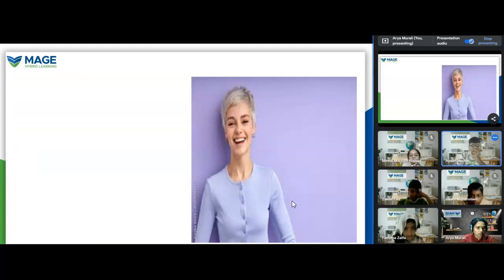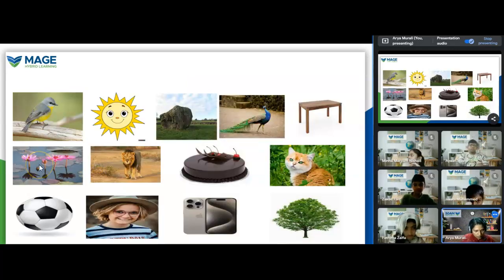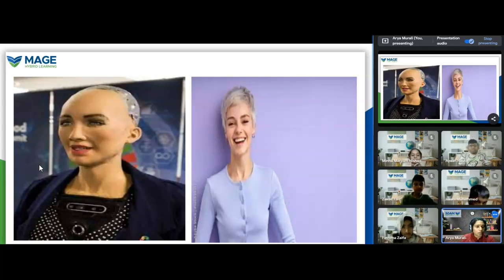So next, do you know who this is? A real lady. So, what is the difference between these two ladies? One is not a living thing, one is a living thing. Very good. One is not a living thing, and the other one is a living thing. How can you differentiate?